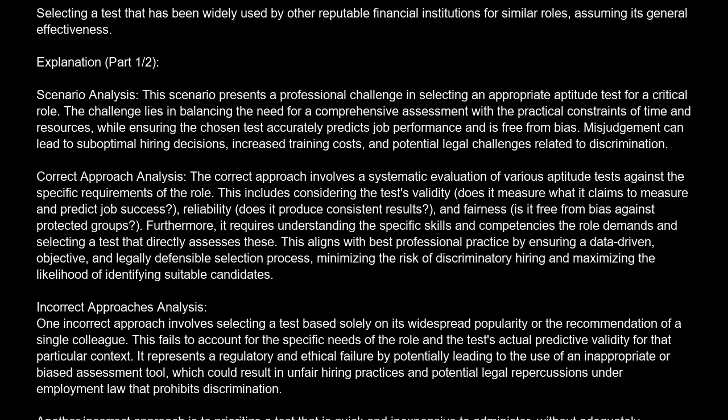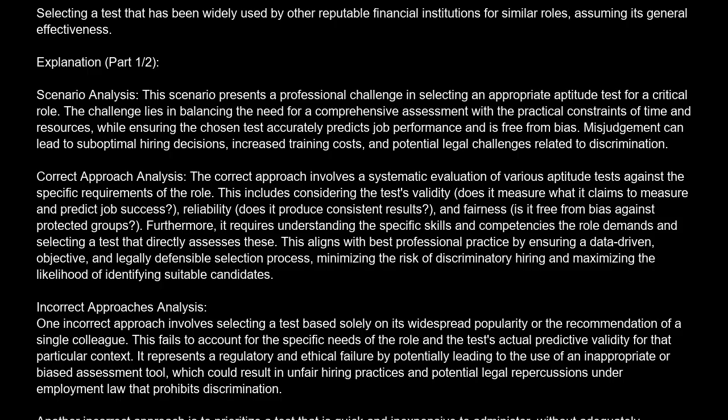The correct answer is D. Selecting a test that has been widely used by other reputable financial institutions for similar roles, assuming its general effectiveness. Explanation. Scenario analysis. This scenario presents a professional challenge in selecting an appropriate aptitude test for a critical role.